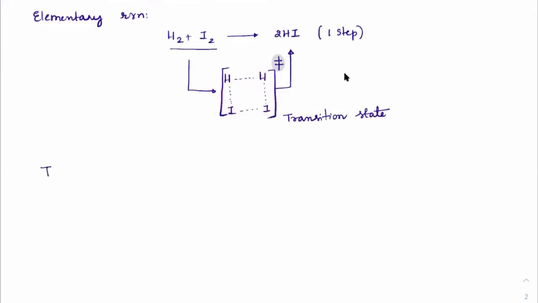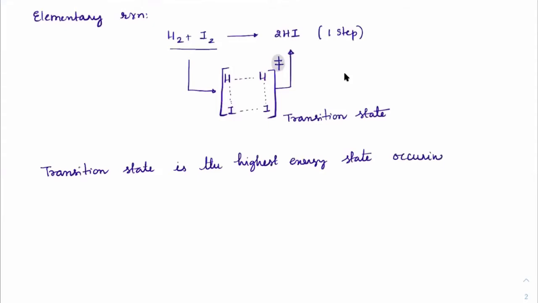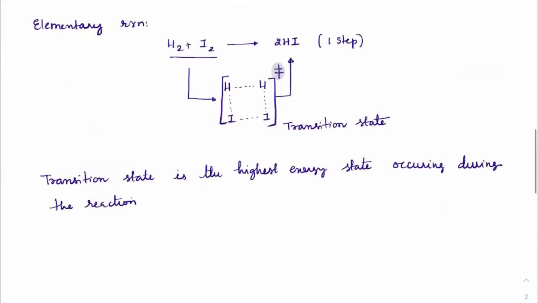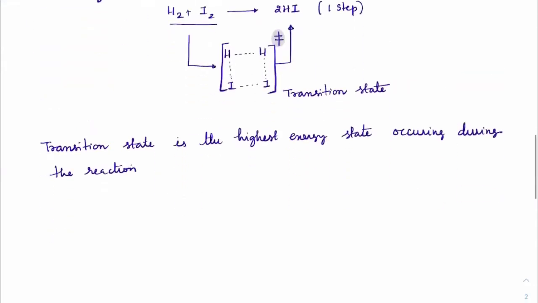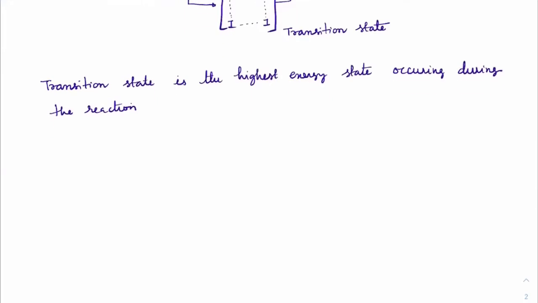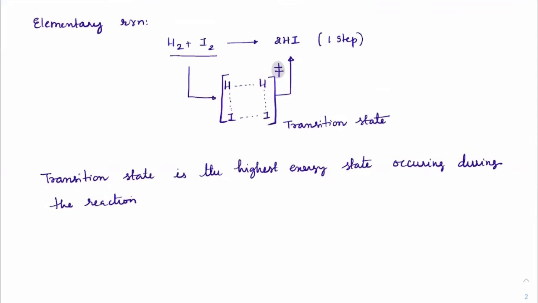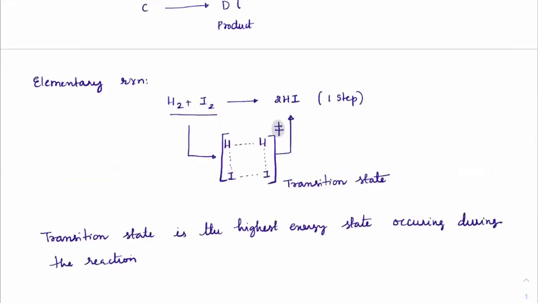So the transition state, let me write that down. Transition state is the highest energy state occurring during the time of reaction. Okay. Now, there could be multiple transition states depending upon whether we have a one-step reaction or a two-step reaction.